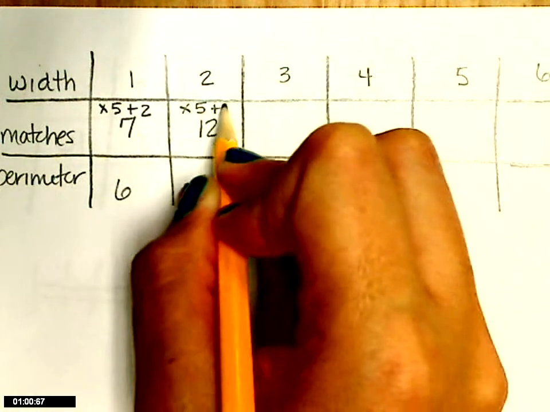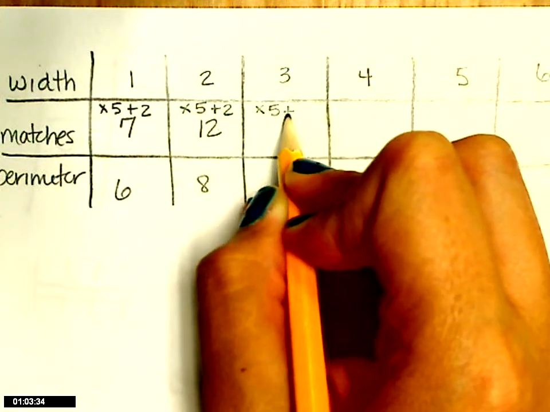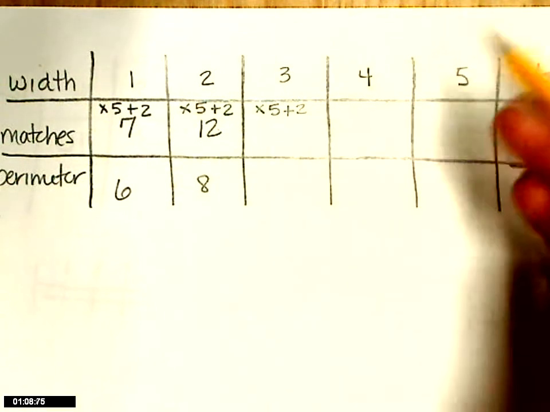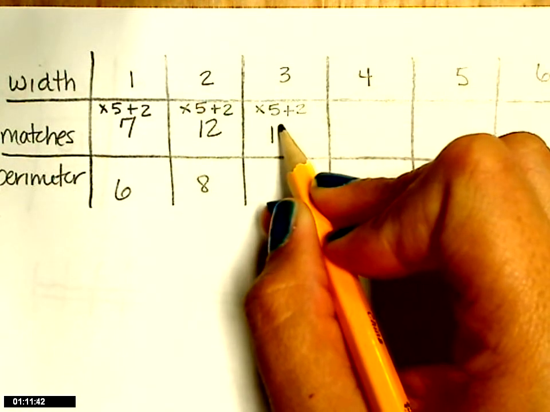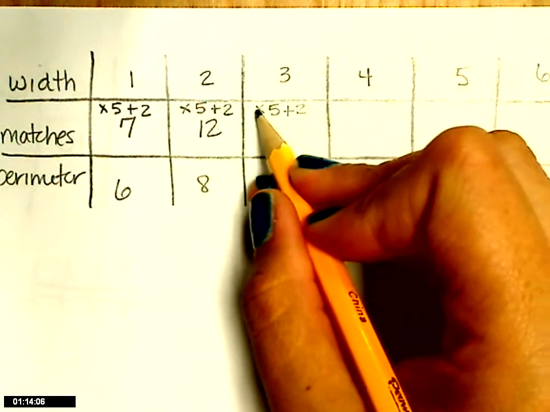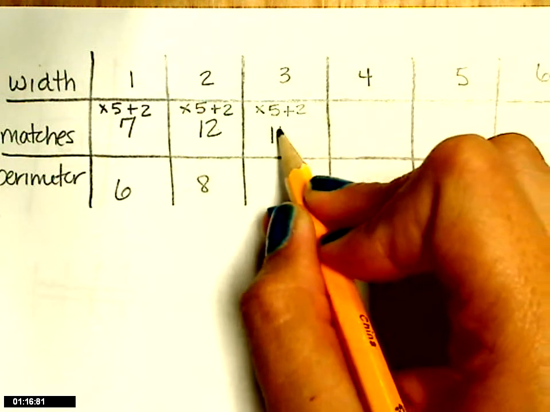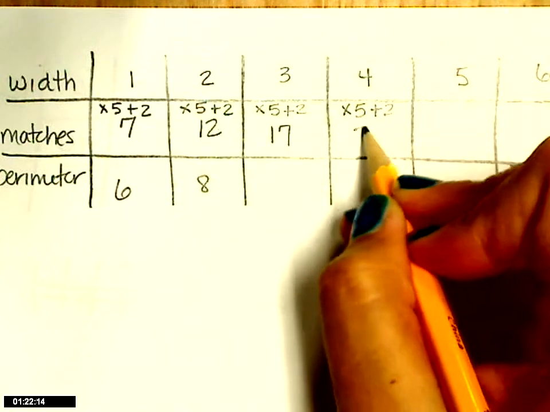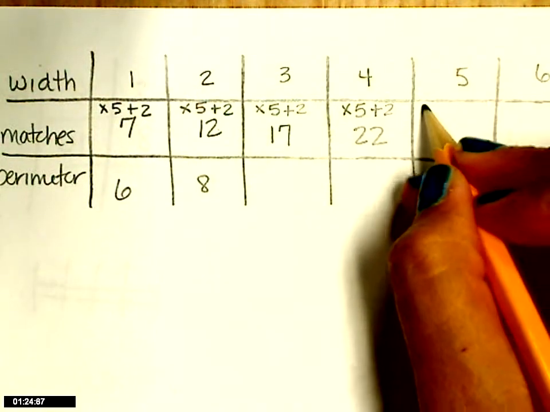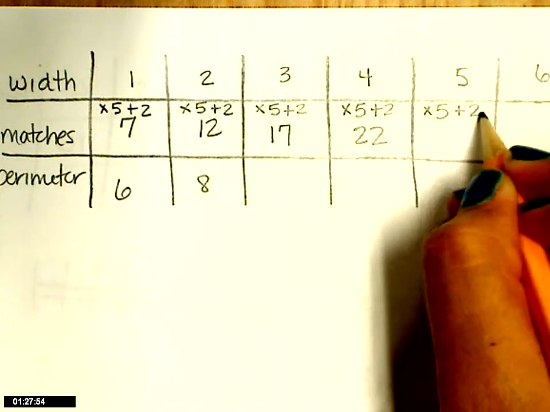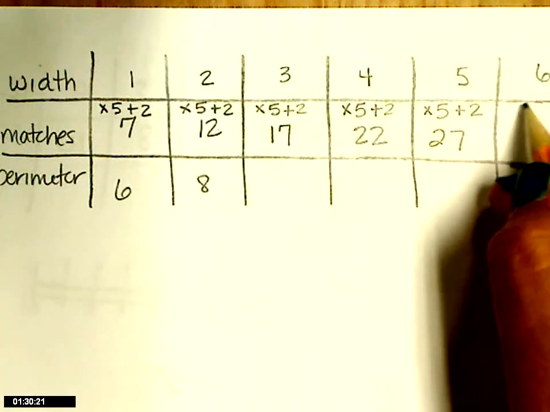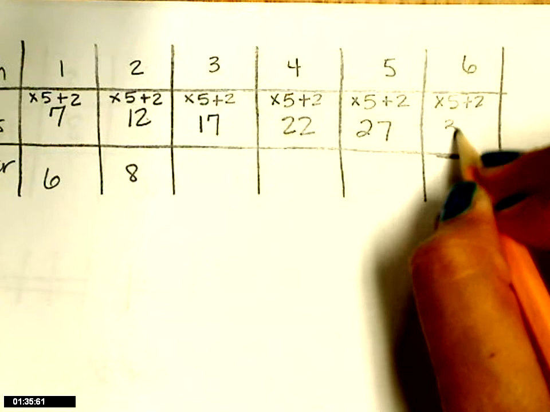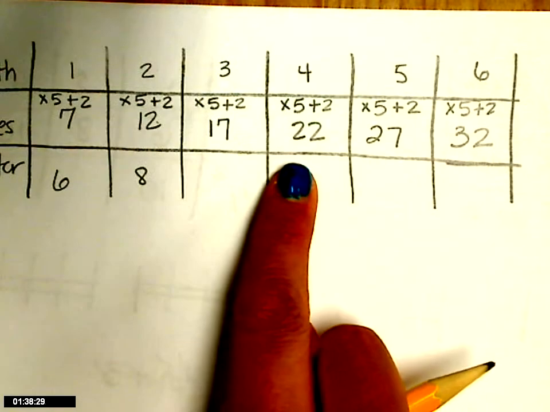So times 5 plus 2. That means that I should be able to do this same rule for every single one and still get the right answer. 3 times 5 is 15 plus 2. 4 times 5, 20 plus 2. 5 times 5, 25 plus 2. And 6 times 5, 30 plus 2.